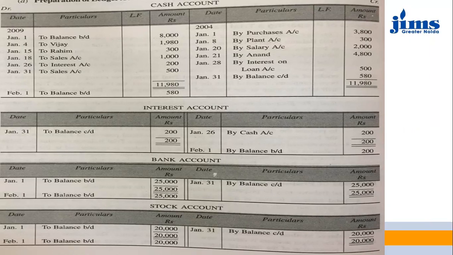And then since this balancing figure is appearing on the debit side, what we are doing is writing it with the help of "to". So "to balance carried down" 200 rupees, and total the ledger account. Both sides will have the total of 200 rupees, and this balance will be further brought down on 1st February by "balance brought down" 200 rupees. One thing you have to remember very well, one more thing I want to tell here for the balancing figure is that when the balance is appearing on the credit side, it will be the debit balance.